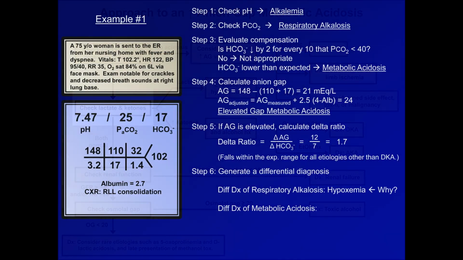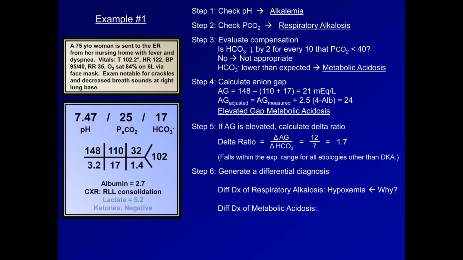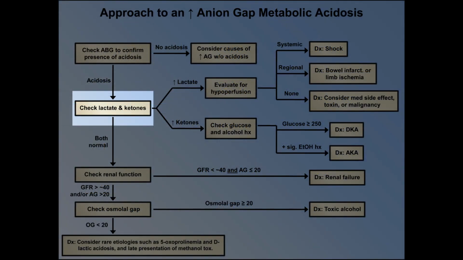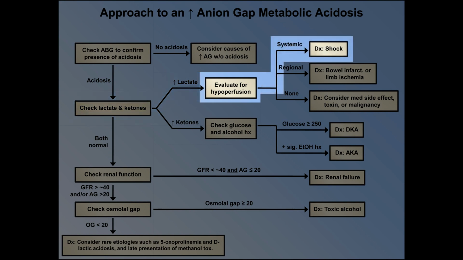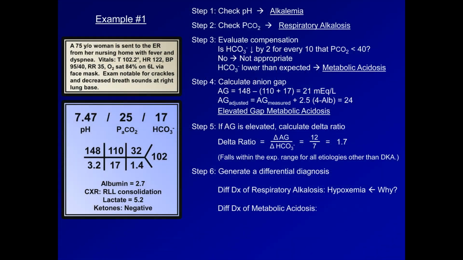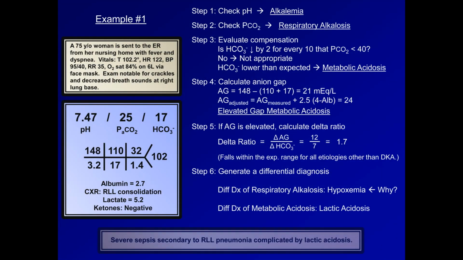Going back to the patient's data, lactate is elevated at 5.2 and ketones are negative. With an elevated lactate, we next look for hypoperfusion. In the patient's case, hypoperfusion appears to be systemic, so this patient likely has emerging shock. Therefore, her final diagnosis can be given as severe sepsis or possibly septic shock, secondary to a right lower lobe pneumonia complicated by lactic acidosis.